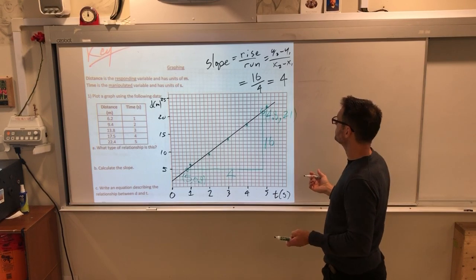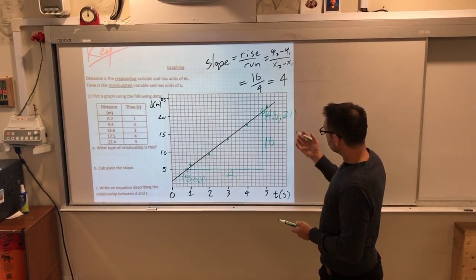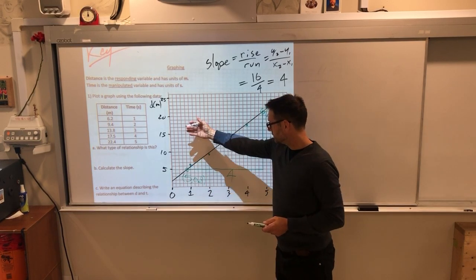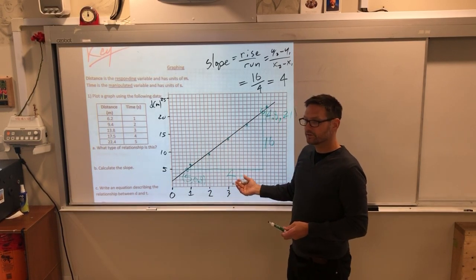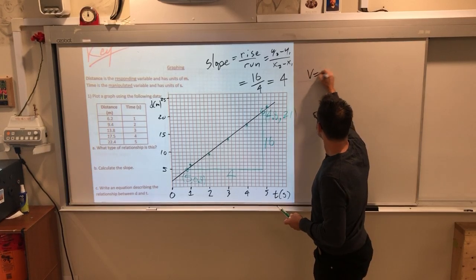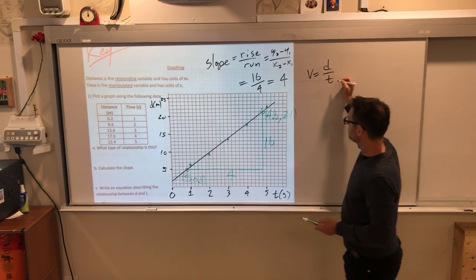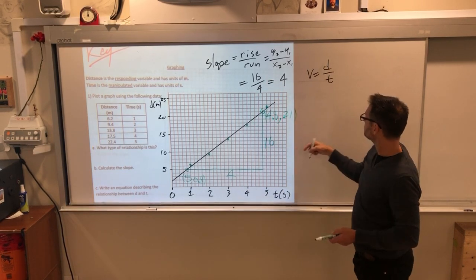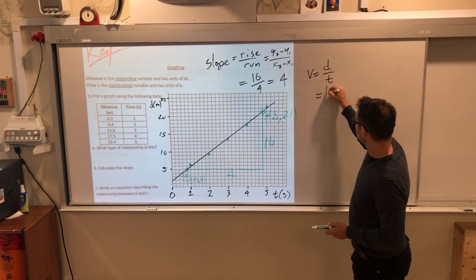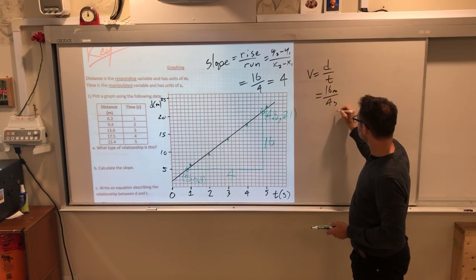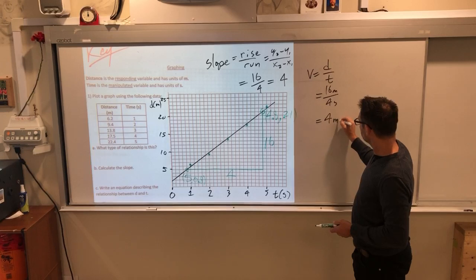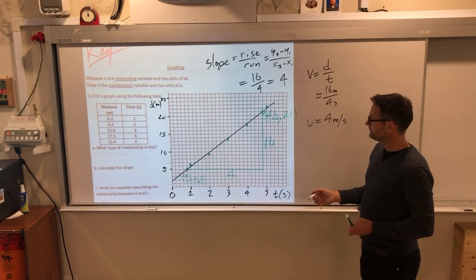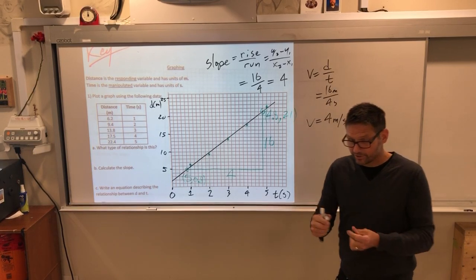And you might be thinking, well, what does this mean? Well, if my slope is 4, that means I'm going 4 meters every 1 second. So my velocity, in this case, is d over t, which is the same as my slope. My rise is the distance change, and my run is the time change. So this is 16 meters in 4 seconds, which is 4 meters per second, and that's the velocity of the object. Okay? So that's how you do that first part.